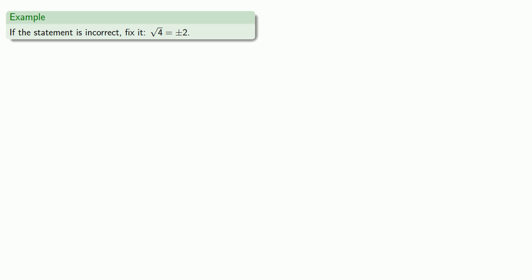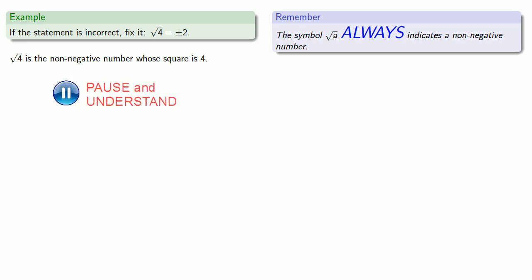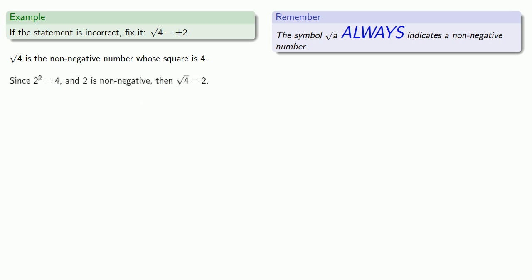So if the statement is incorrect, fix it. Square root of 4 equals plus or minus 2. So the important thing to remember is that our square root symbol always indicates a non-negative number. So this symbol square root of 4 is the non-negative number whose square is 4. Since 2 squared is equal to 4 and 2 is non-negative, then square root of 4 equals 2.